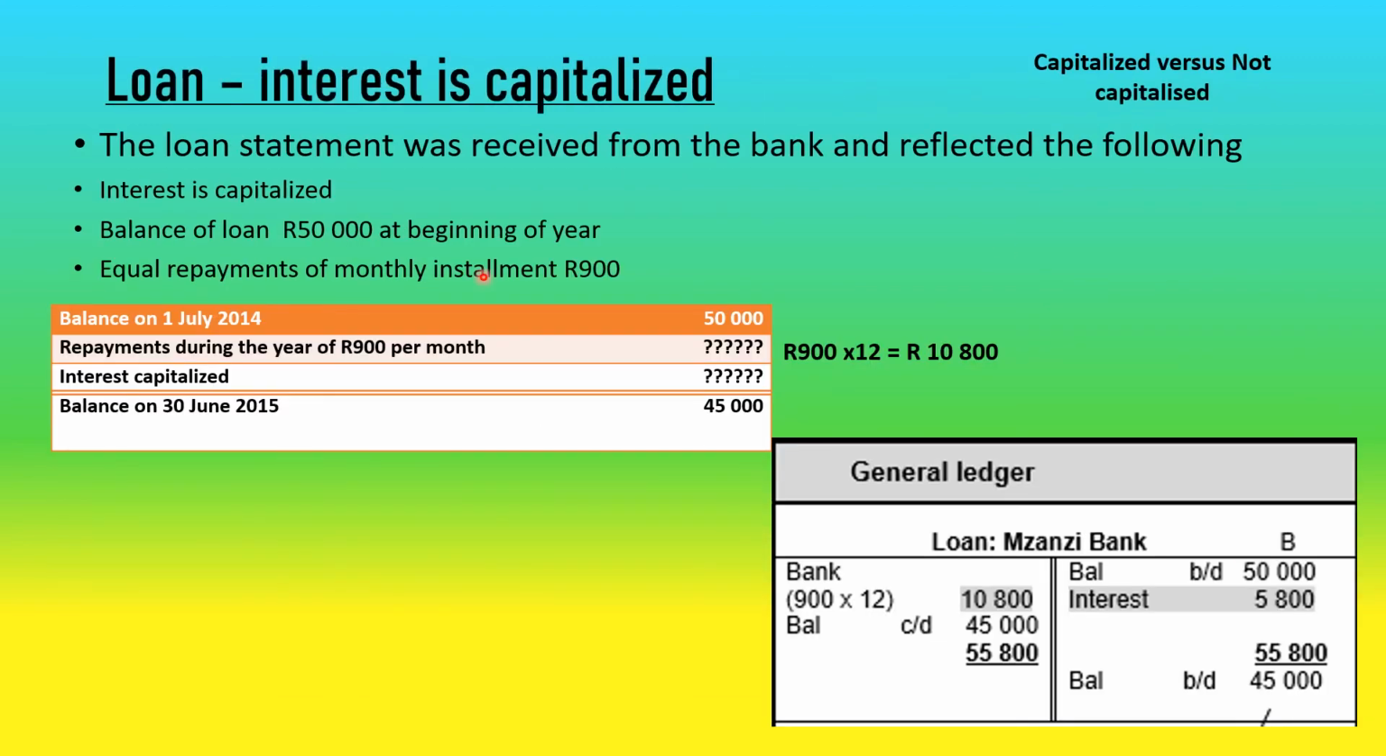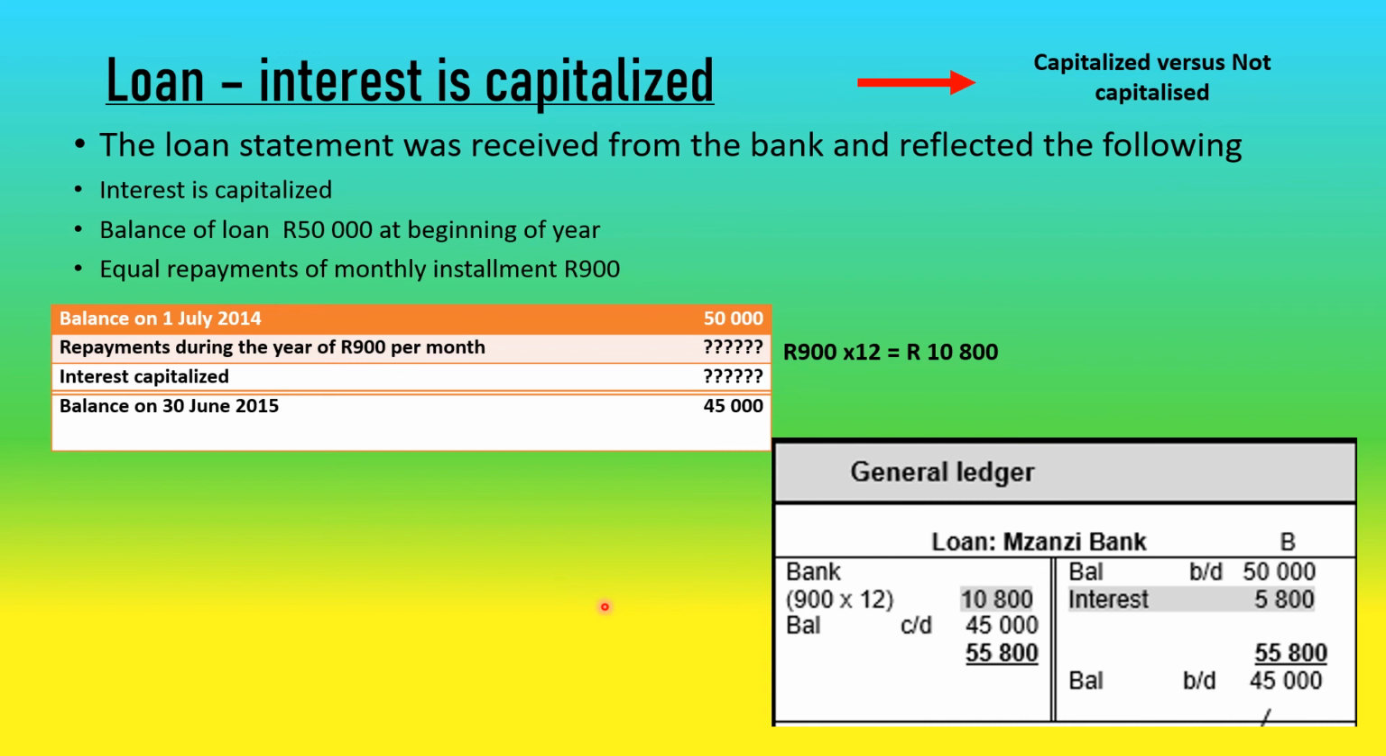Let's look at the loan adjustments for this lesson, which is your loan where interest is capitalized. Last week we did an example where interest was not capitalized. Capitalized means where the interest is added to the loan account or to the fixed deposit account, so you're adding it on to the existing account. In this example, interest is capitalized, the opening balance of the loan is 50,000 and there's an equal monthly installment of 900. You've paid 900 per month for 12 months, which is 10,800, and you've got a closing balance of 45,000.